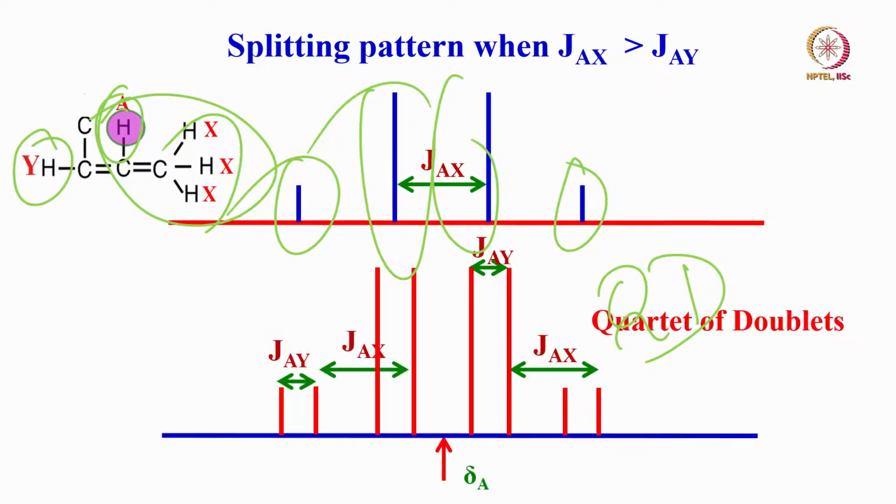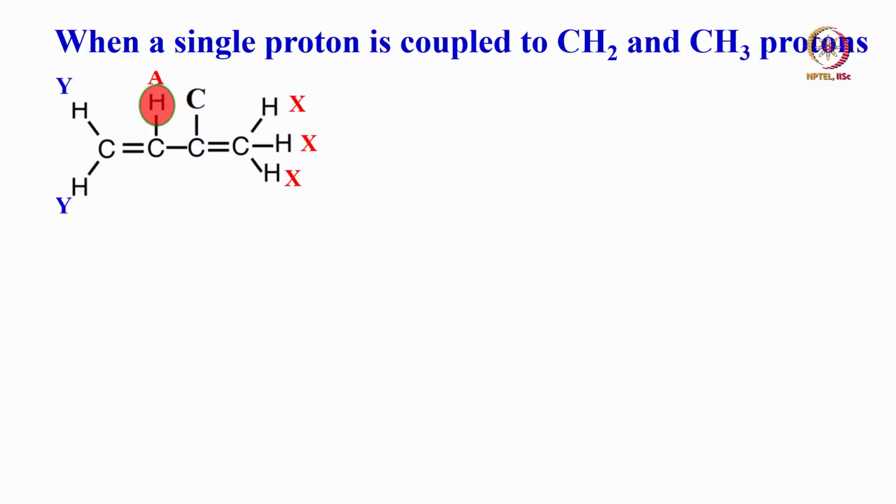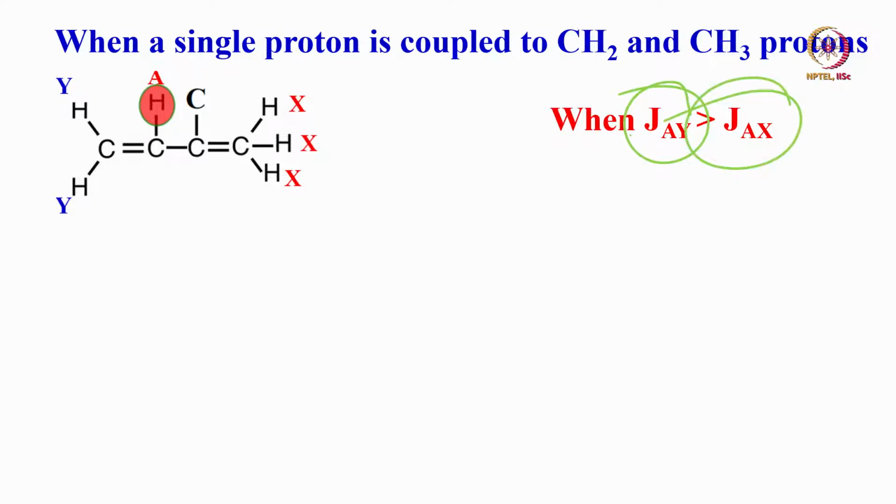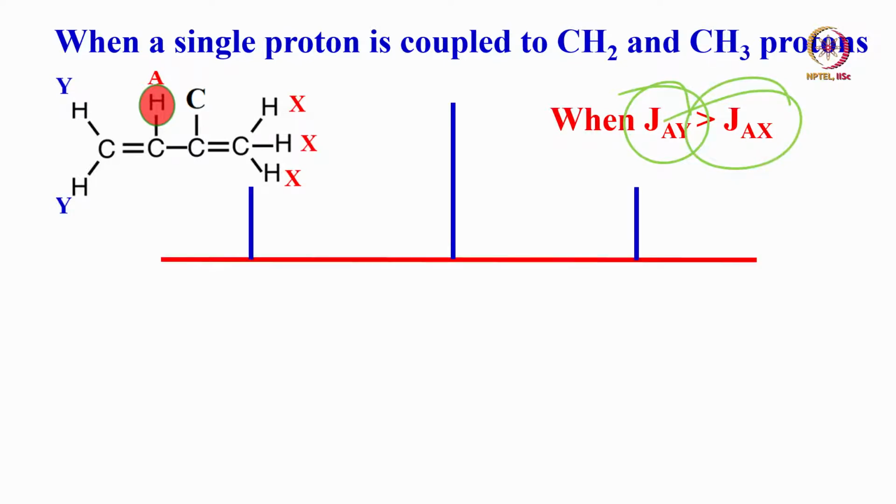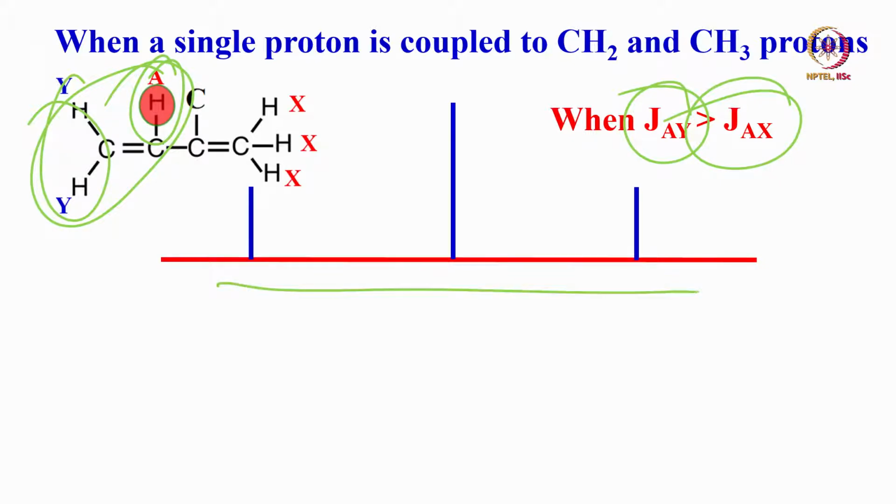Okay. So like this we can start talking about a lot of things, and we can think of, for example, what happens if there is a CH2 group coupled to CH3. Again you can consider varieties of possible combinations. What happens when AY is larger than AX or AX is larger than AY? The pattern changes. Now I assume that AY is larger than AX. If I consider the proton A, which is highlighted in red, because of CH2, this proton A will become a triplet. That we have been discussing all along. So this is the triplet we are going to see.